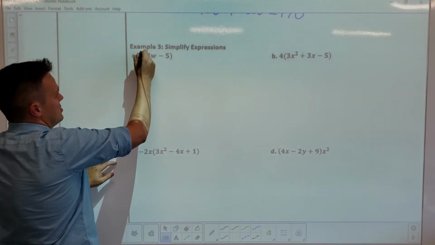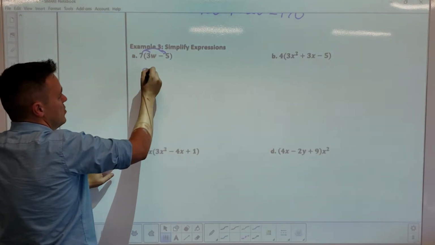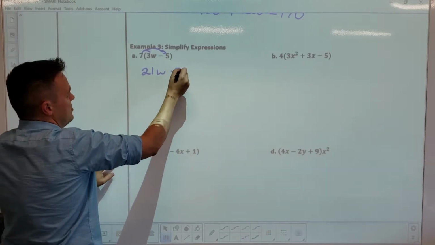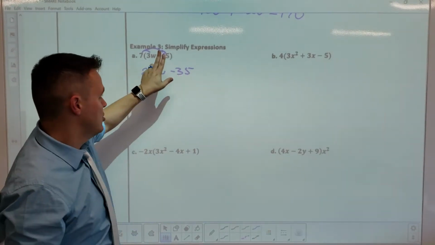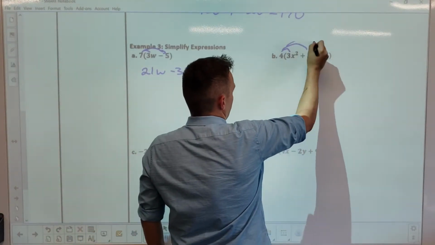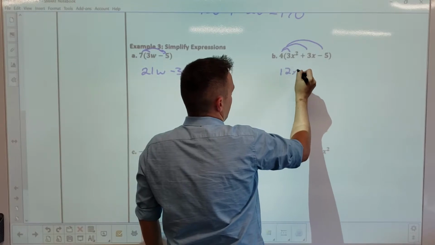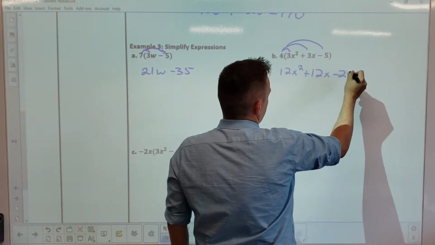Okay, first things first. Multiply it in, rainbow method or distribution method. 7 times 3 is 21w minus 35. Okay, can you simplify these things together? No, because you cannot combine a w with a 35. Distribute this out. All right, so you have 12x squared plus 12x minus 20.